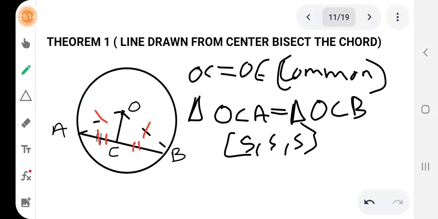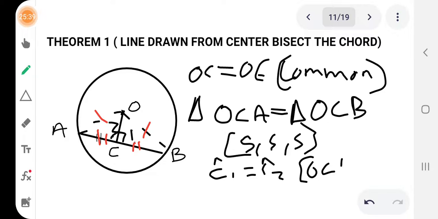So since we know OC is perpendicular to AB, then here we're going to have 90 degrees and also this side 90 degrees. So let's take this is C1, this is C2. Therefore, we know that C1 is equal to C2. Your reason is OC is perpendicular to AB.